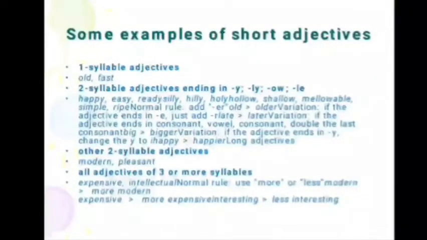Two-syllable adjectives ending in y, ly, ow, le, er: happy, easy, readily, hilly, hollow, shallow, simple. The normal rule is add er: old, older. Variation: if the adjective ends in e, just add r, late, later.